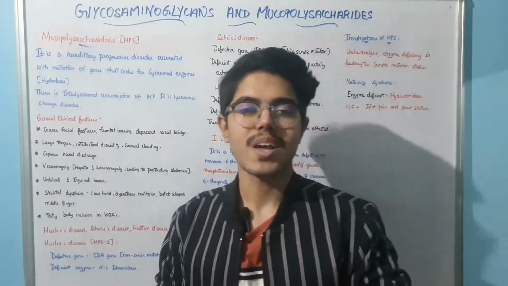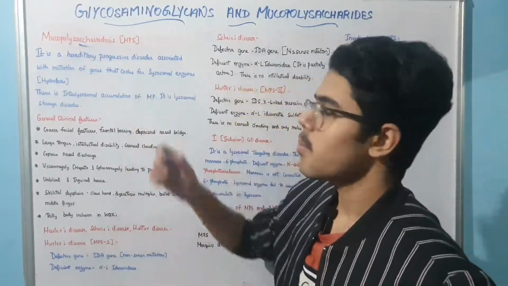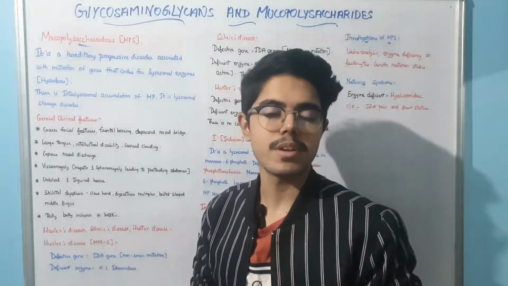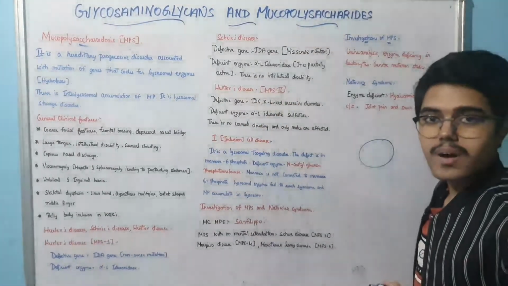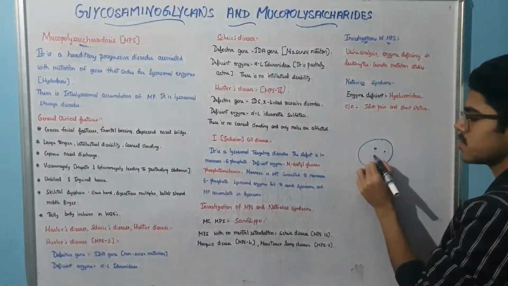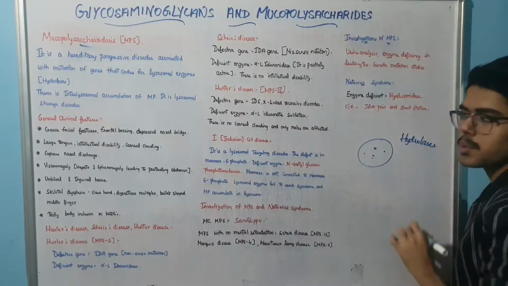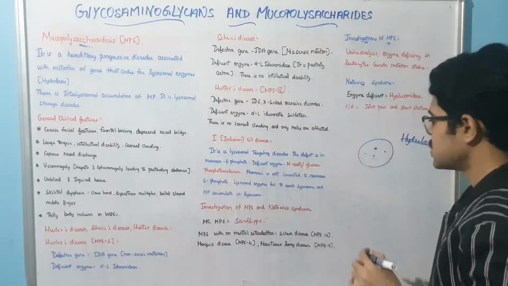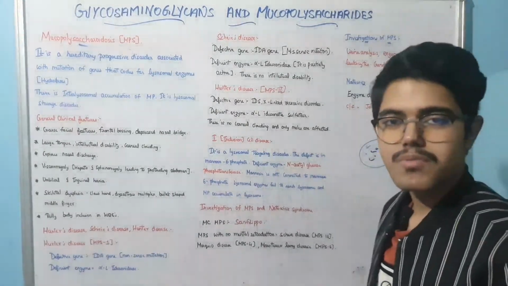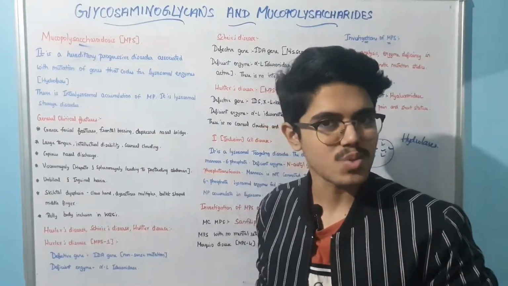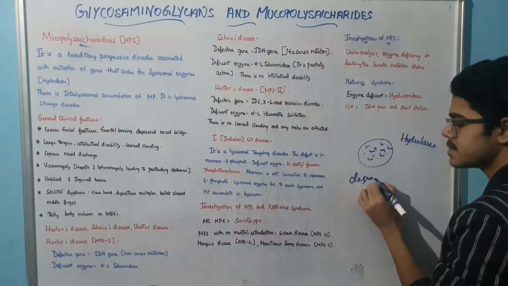Now in part 2 of glycosaminoglycans and mucopolysaccharides, we will be discussing mucopolysaccharidosis. What is this? In simpler words, we have lysosomes with lots of hydrolases, right? Lysosomes contain hydrolases. Along with that, we have glycosaminoglycans, and because of these hydrolases present in the lysosomes, our glycosaminoglycans will be degraded.